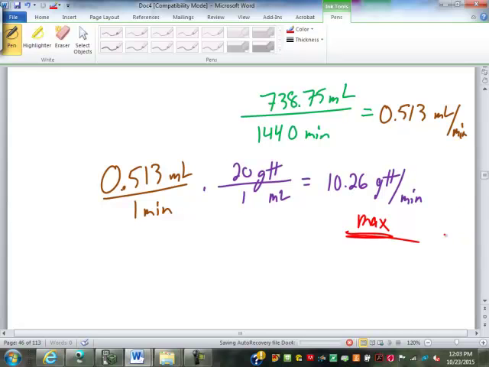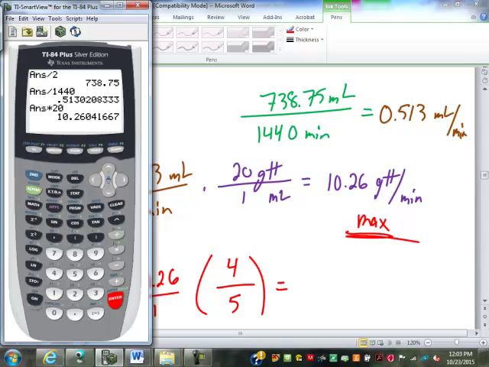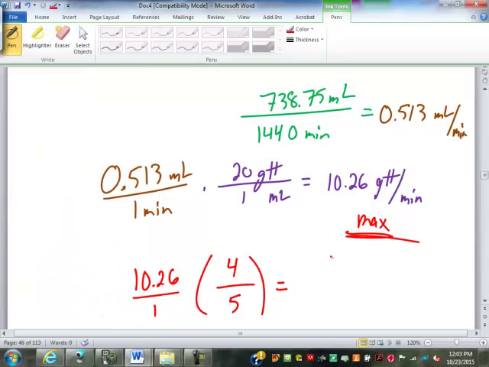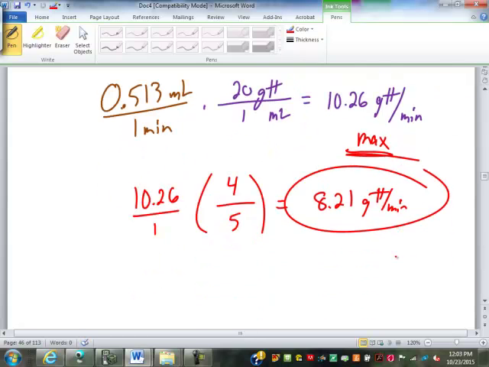How do we find the minimum? We'll take our 10.26. I'm going to drop the units just to expedite this. This was the maximum, so we're going to use the big number, which was 5 on bottom, little number, which is 4 on top. So 10.26 times 4 divided by 5 should give us 8.21 drops per minute is our minimum. So our acceptable range is anywhere from 8.21 drops per minute to 10.26 drops per minute.